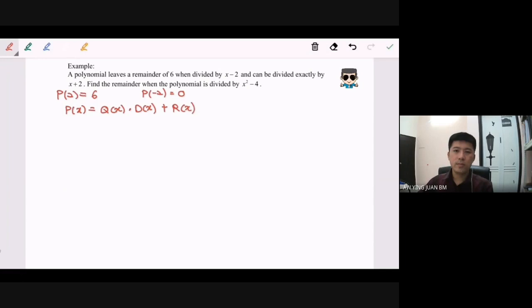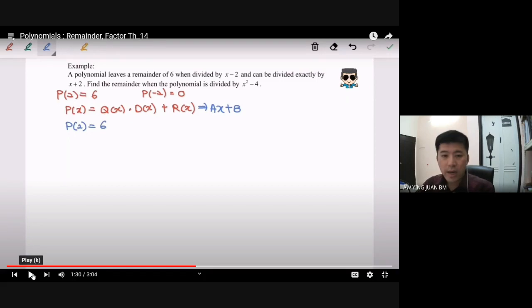Okay, so the question says, find the remainder when the polynomial is divided by x squared minus 4. In here, the divisor is a quadratic, so our remainder will be in the form of a linear expression, which is ax plus b. Now I'm going to substitute. P(2) is equal to 6. I hope you understand why here it is ax plus b. Because the divisor is a quadratic, automatically the remainder is linear. Continue.